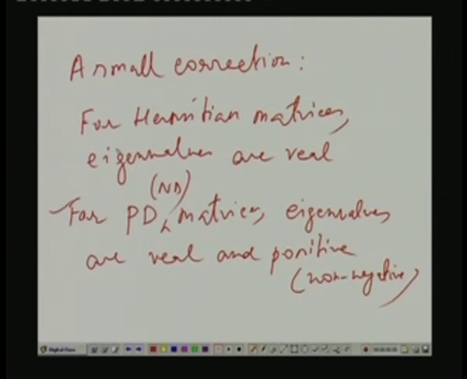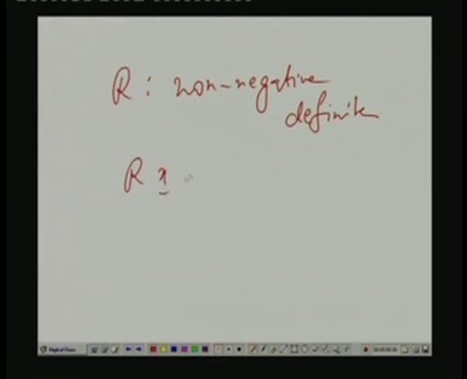Now, how to show this part, that if the matrix is non-negative definite, eigenvalues are, of course, real, you have shown, but they are also non-negative, that is greater than or equal to 0. So, suppose R is given to be non-negative definite. Now, Rx, as we have said, is lambda x, suppose. Then I just pre-multiply it by x Hermitian. So, what I get here is lambda times x Hermitian x.